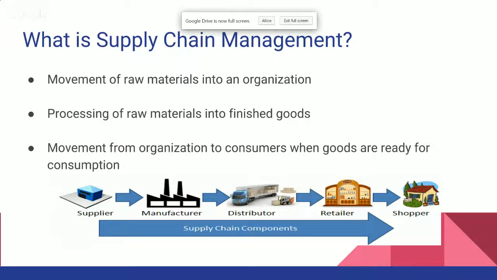So what is supply chain management? In simple terms, it's the movement of raw materials into an organization, and then the process of processing these raw materials into finished goods, and then the movement from these organizations to the customers when the goods are ready for consumption.